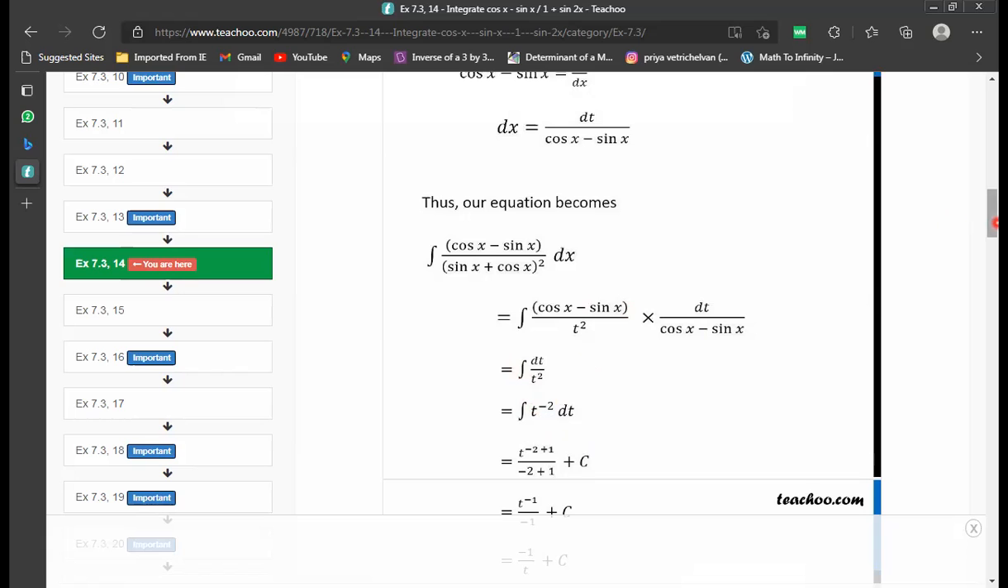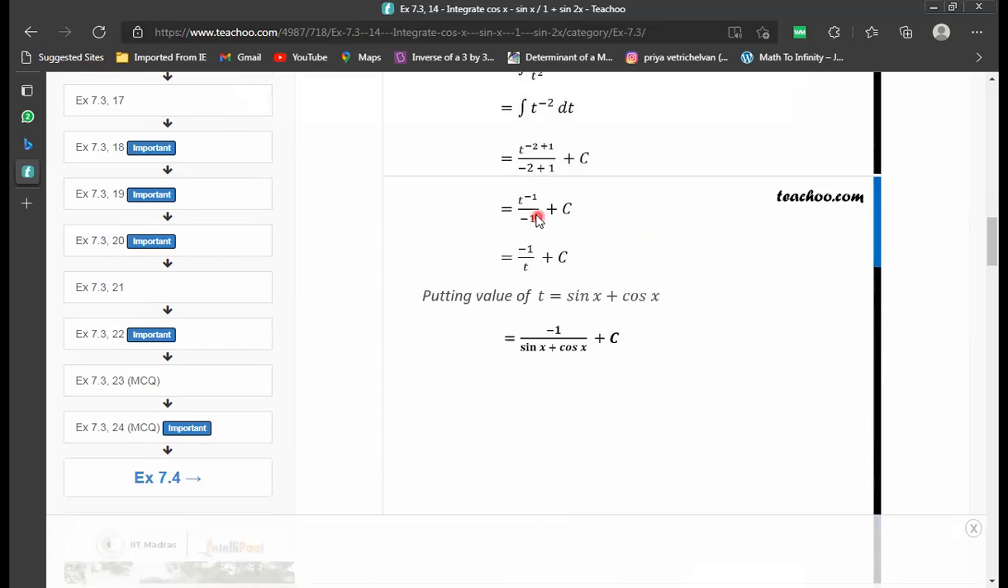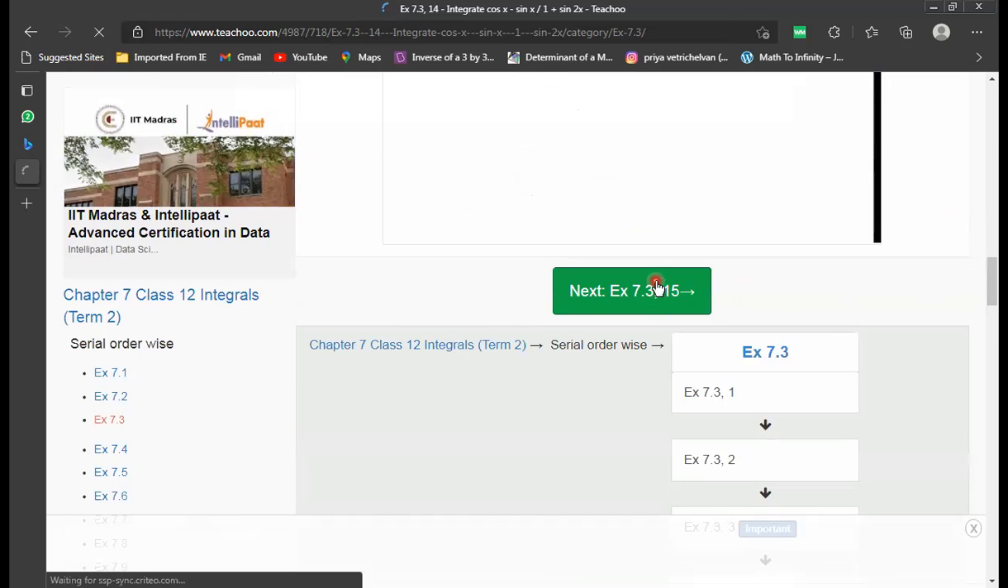Use the power rule for the integration. It will become t power minus 2 plus 1 upon minus 2 plus 1, which is t power minus 1 upon minus 1, which can be written as minus 1 upon t. We know the value of t. Putting the value back, you will get minus 1 upon sin x plus cos x plus c. That's it.